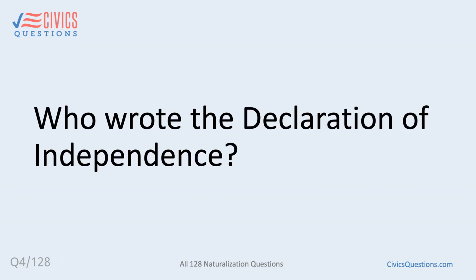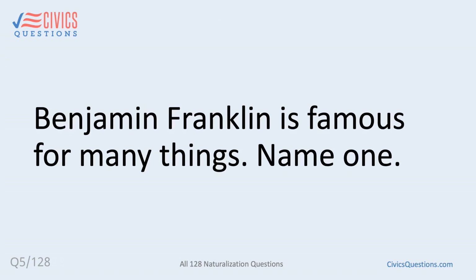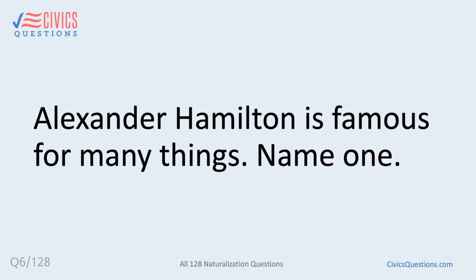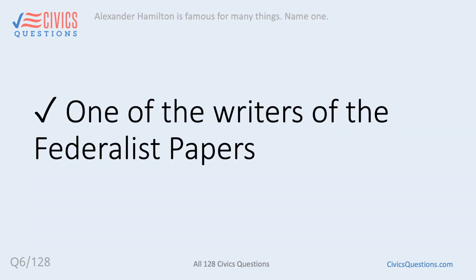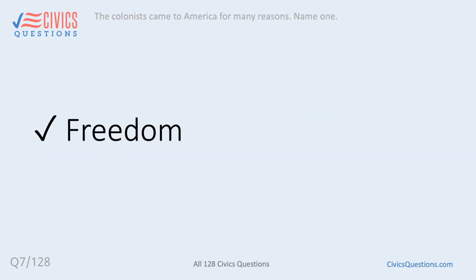Who wrote the Declaration of Independence? Thomas Jefferson. Benjamin Franklin is famous for many things. Name one. U.S. diplomat. Alexander Hamilton is famous for many things. Name one. One of the writers of the Federalist Papers. The colonists came to America for many reasons. Name one. Freedom.